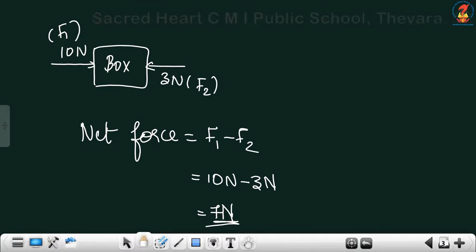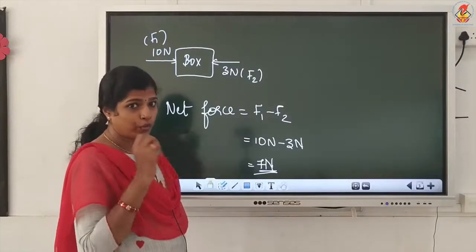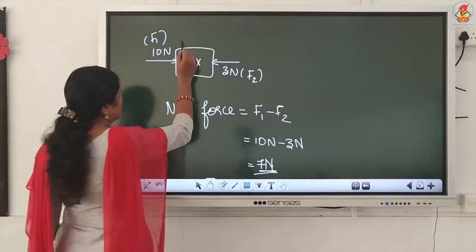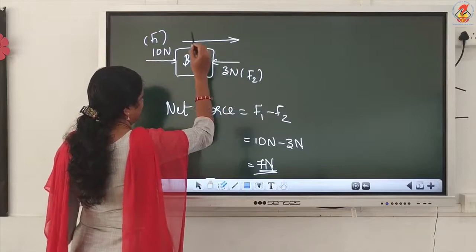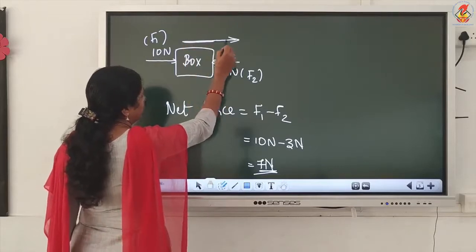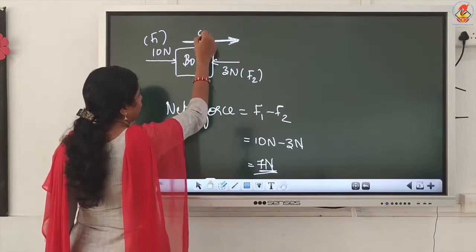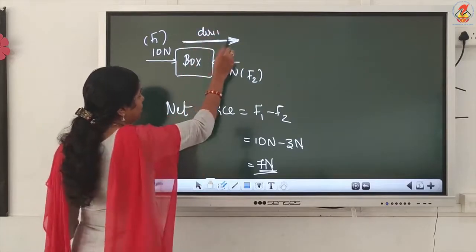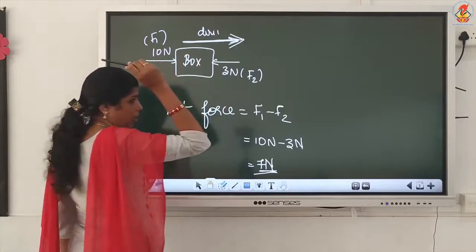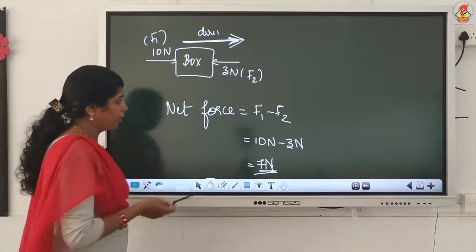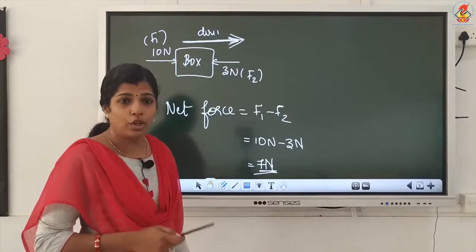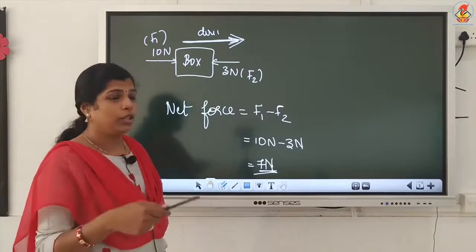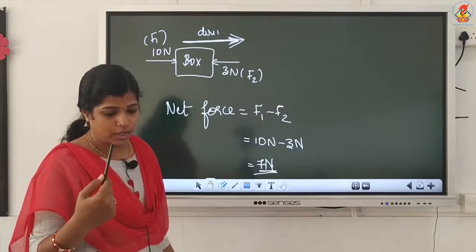Now, in which direction will the object move? The object will move in the direction of the higher magnitude of force. This is the direction of the 10 Newton force, so the object will move in this direction. Is it clear? The object will move in the direction of the higher magnitude of force.